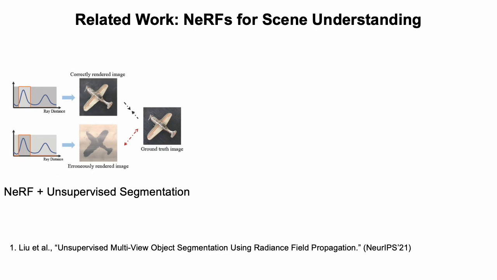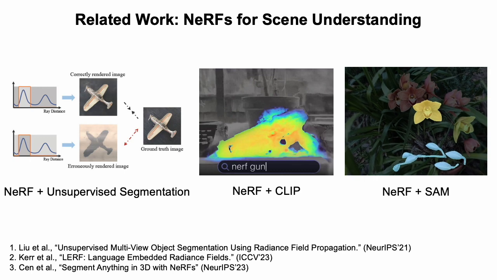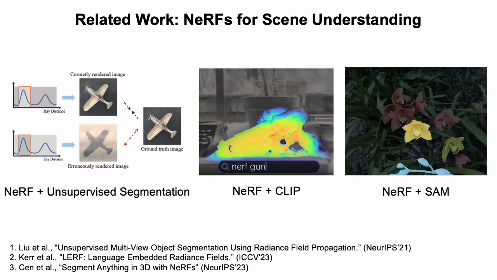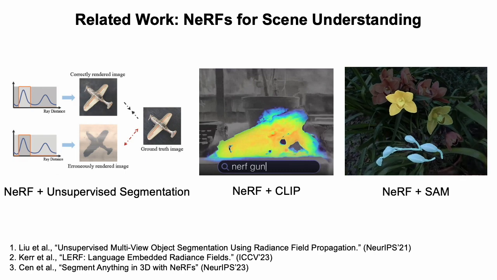NeRF-based representations have also been used to enable 3D scene understanding, including unsupervised object segmentation in 3D. Moreover, training a neural radiance field with the help of powerful 2D image models, such as the Segment Anything model, SAM, can also yield object-level segmentation.